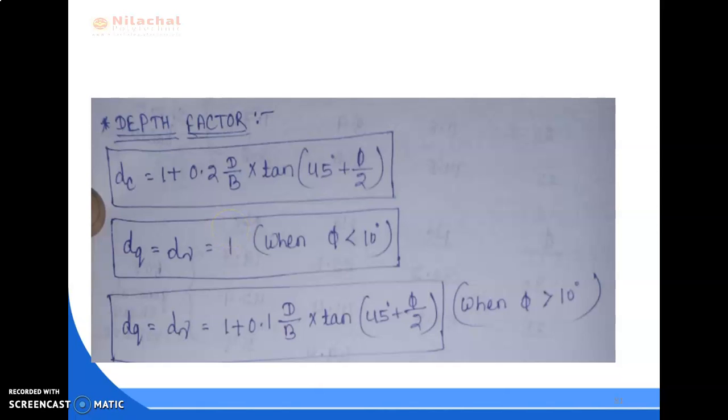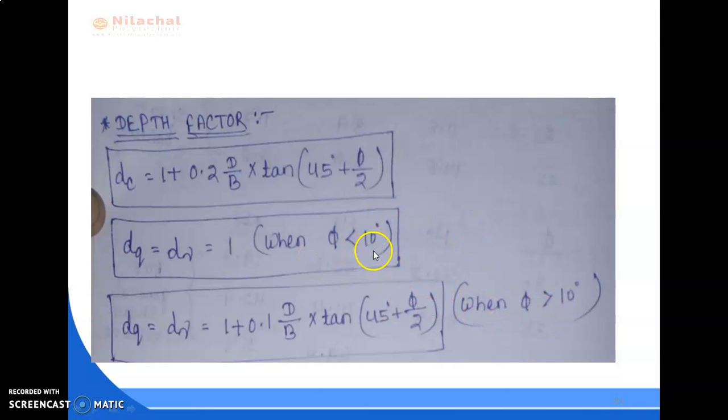First, DC equals 1 plus 0.2 D by B into tan (45 degree plus phi by 2), and DQ equals D gamma equals 1 when phi is less than 10 degree, and DQ equals D gamma equals 1 plus 0.1 D by B into tan (45 degree plus phi by 2) when phi is greater than 10 degree. So, you have to notice this value of phi.